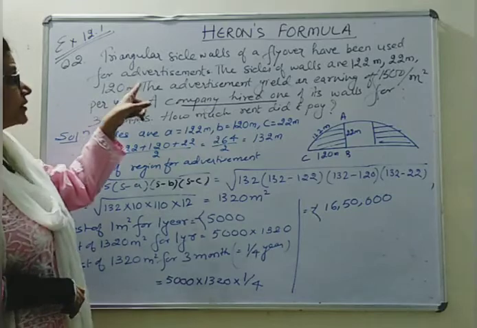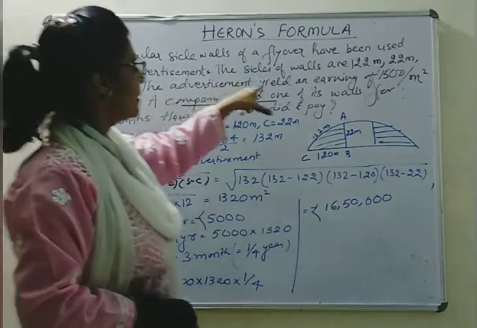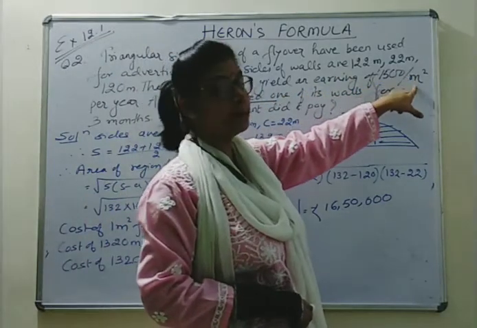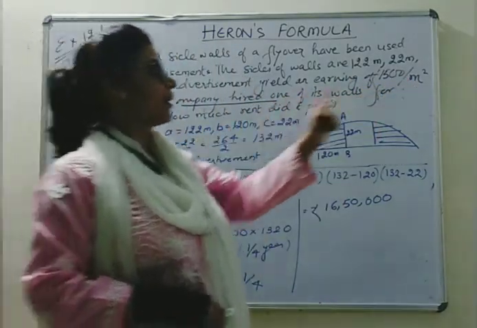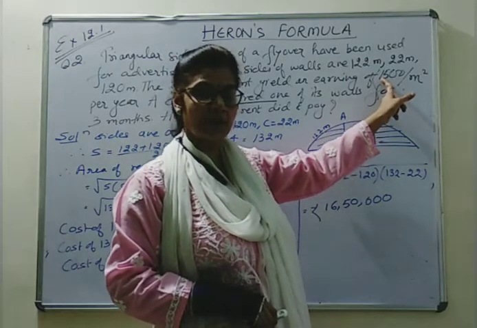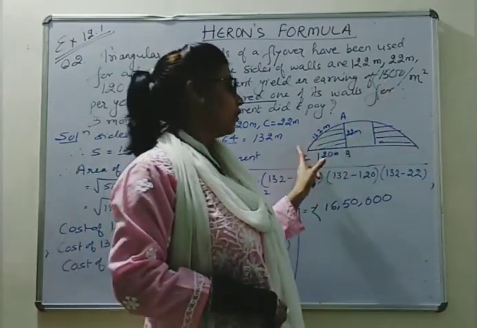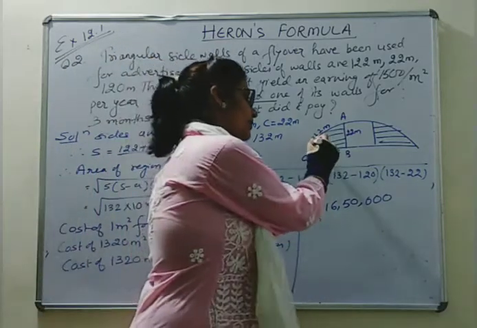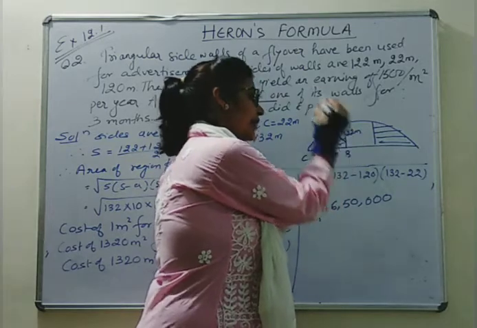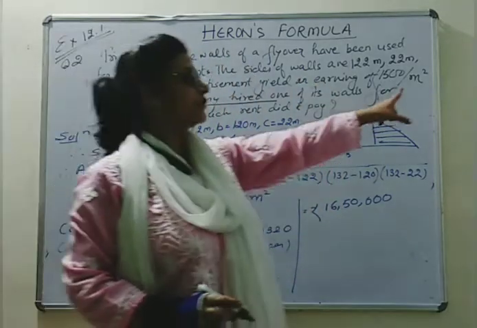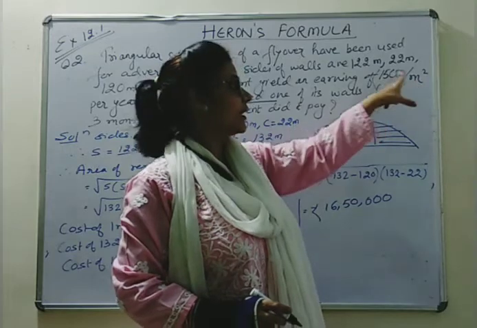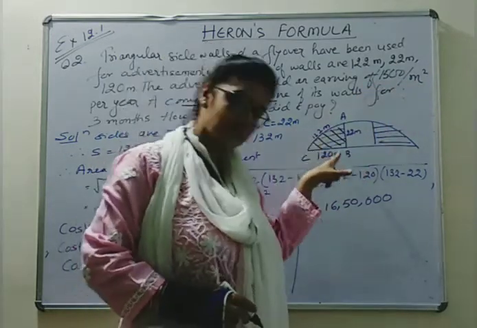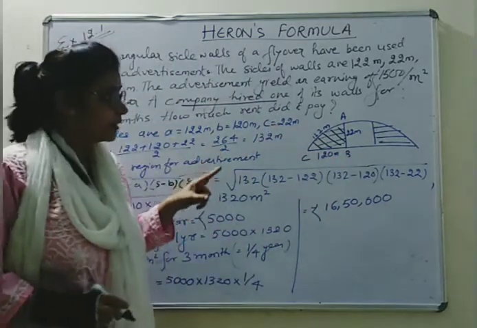Now, first of all, the advertisement yields an earning of rupees 1,500 per meter square. How much are we getting for 1 meter square? 1,500. So we have to find out what is the area of this flyover. Then we will get what will be the area. So how much will we get for this area, right? If the rent for 1 meter square is rupees 1,500 in 1 year, what will be the rent of this much area in 1 year?